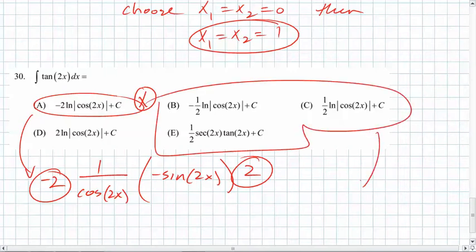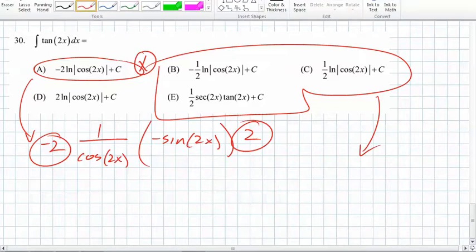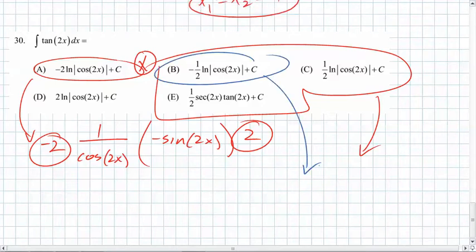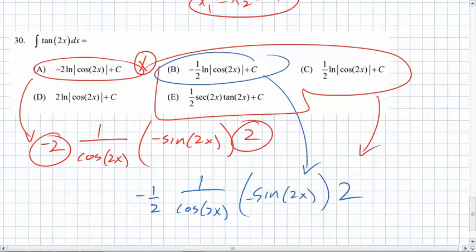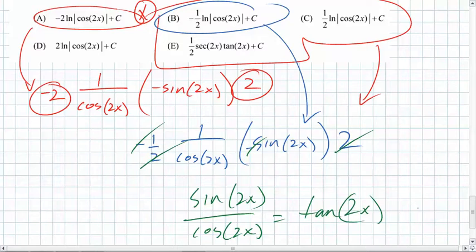What do we think should be out front? So we're really down to these right here. Okay, so we know if it's negative 1/2, because we're going to pop out a negative sign, we need it to be positive. So we think it should be negative. So which one do we think it should be? B. How do we test it? We just take the derivative. With negative 1/2, 1 over cosine of 2x times negative sine of 2x times what? 2. What cancels? And the negatives cancel, leaving you with just sine of 2x over cosine of 2x, which is tangent of 2x. Does that make you happy?